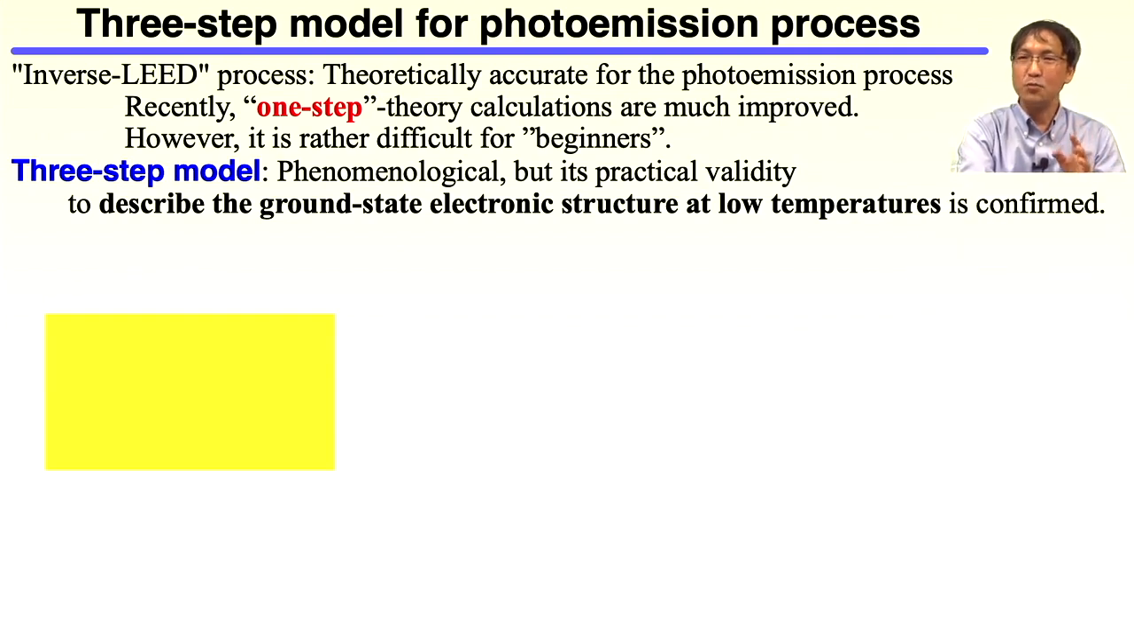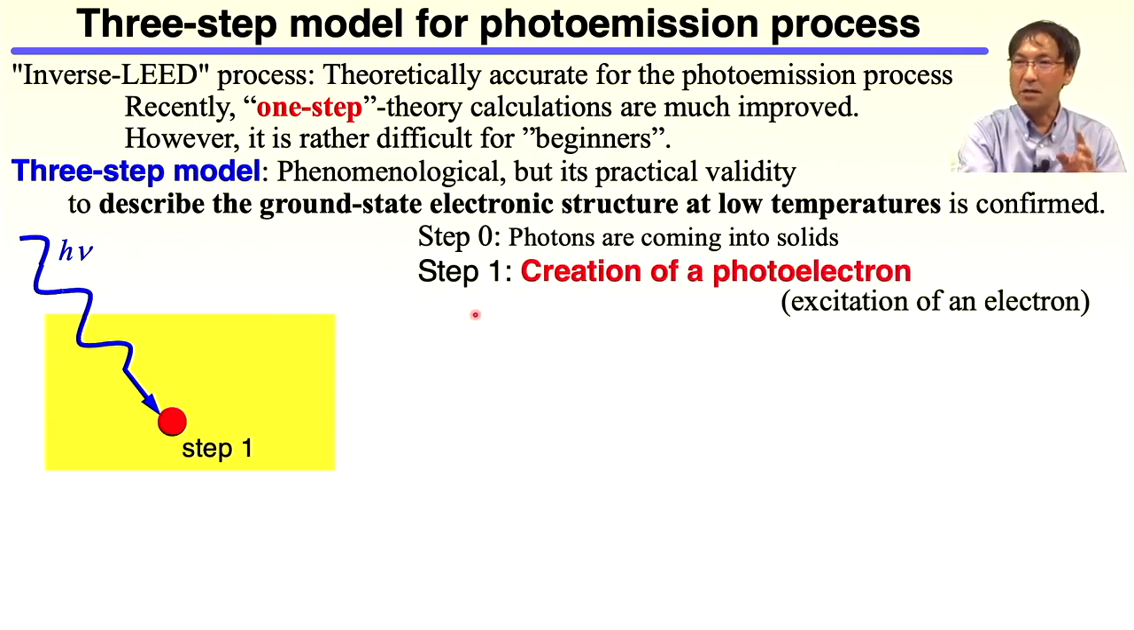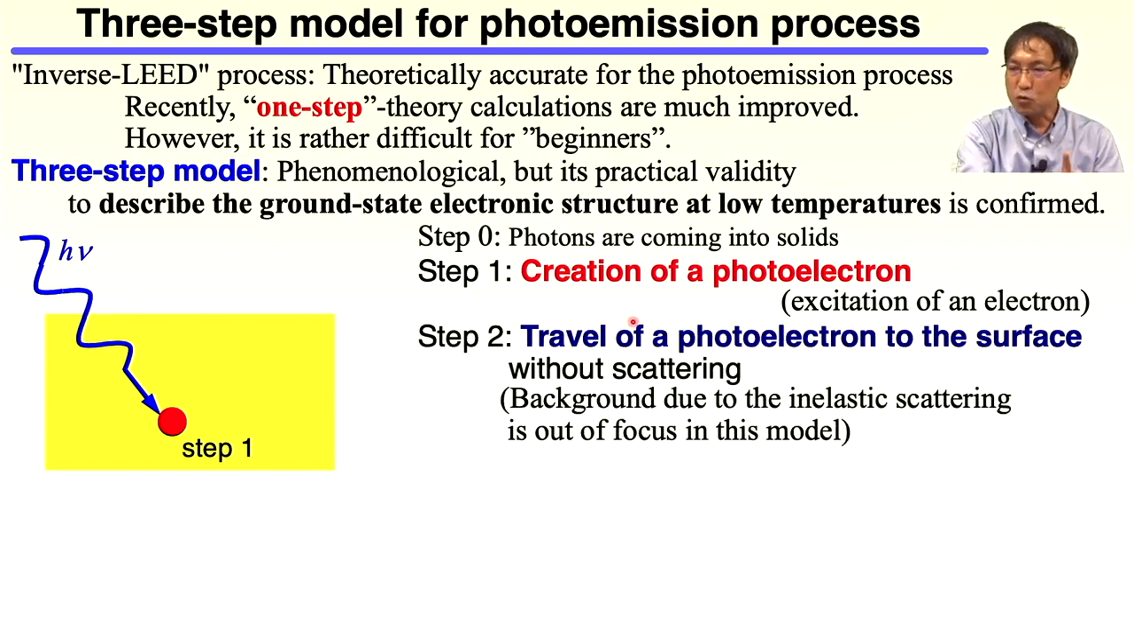In the three-step model, we divide the photoemission process into three steps. Before going to the first step, which I call step 0, the monochromatic photons are coming into the solid. Then the first step, step 1, is the creation of a photoelectron, in other words, photoexcitation. The second step, step 2, is the travel of the excited photoelectron to the sample surface without inelastic scattering.